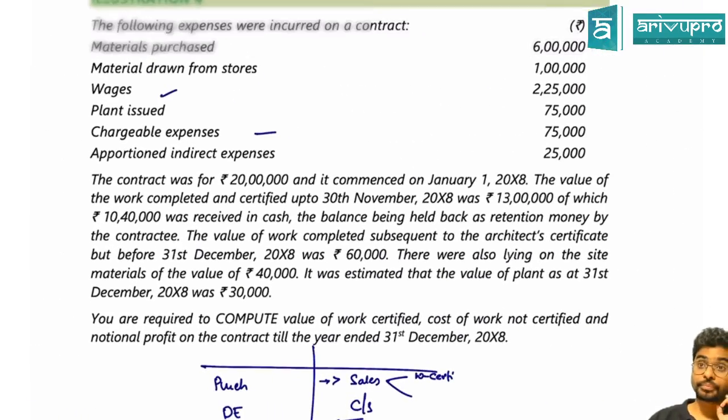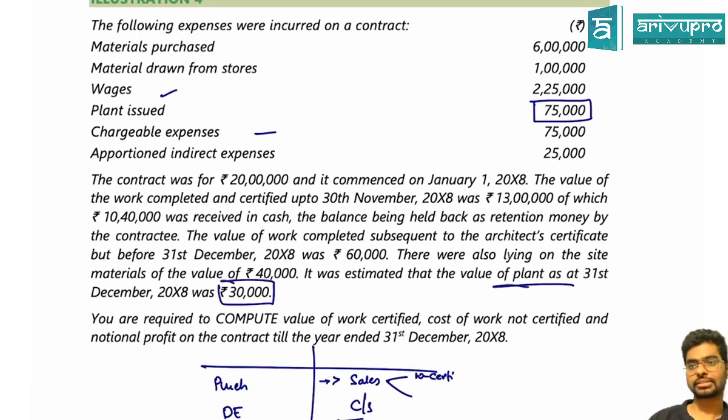Priyanka, see here, your plant's value is 75, closing value of the plant is 30. So therefore what? 75 minus 30 will become 45, right? Priyanka, are you clear?